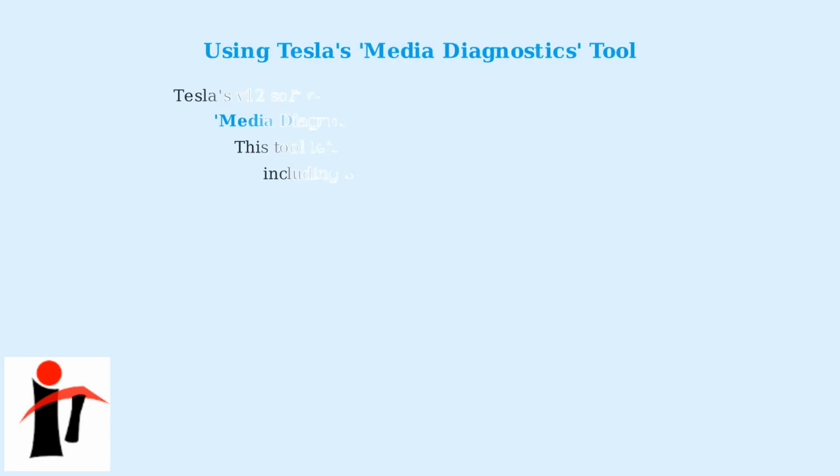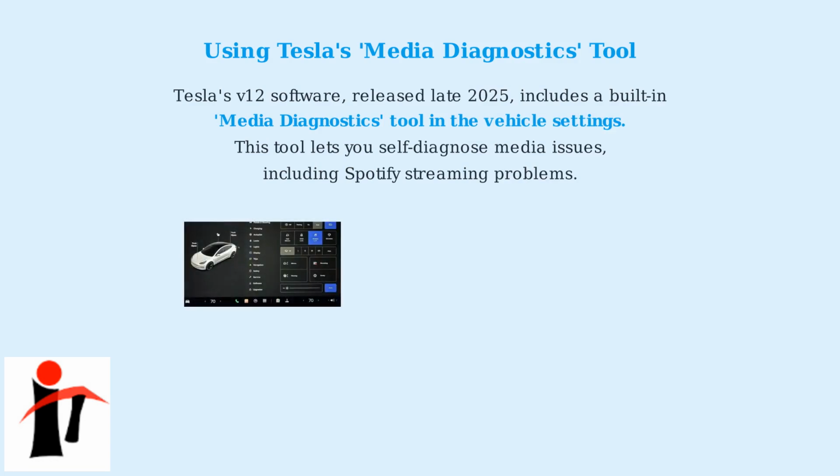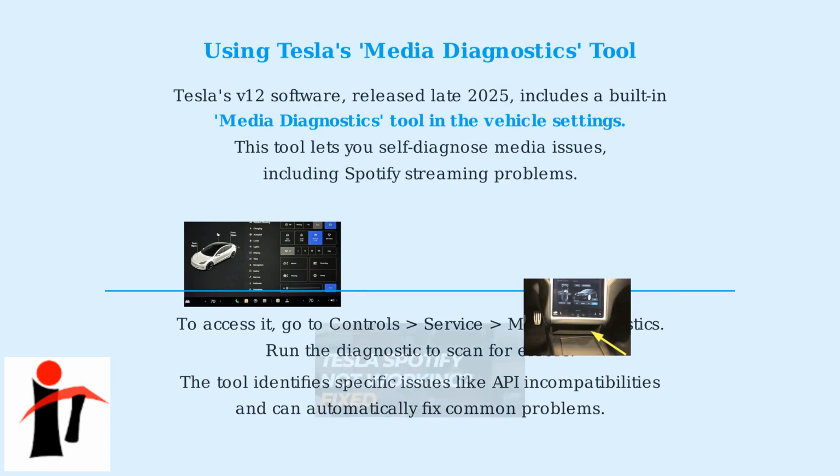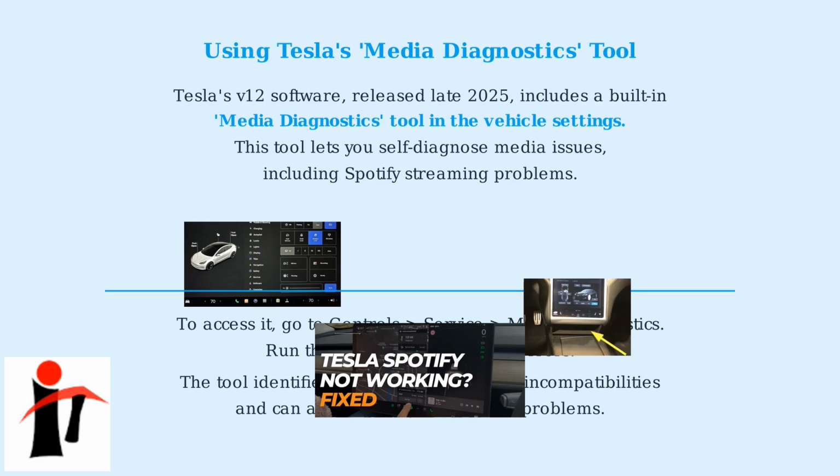Tesla's V12 software, released late 2025, includes a media diagnostics tool located in the vehicle settings. This tool allows you to self-diagnose media-related issues, including Spotify streaming problems. To access it, navigate to Controls, then Service, and select Media Diagnostics. Run the diagnostic to identify any specific errors and follow the recommended solutions. The tool can automatically detect and fix common problems, such as API incompatibilities, saving you time and potentially avoiding a service visit.